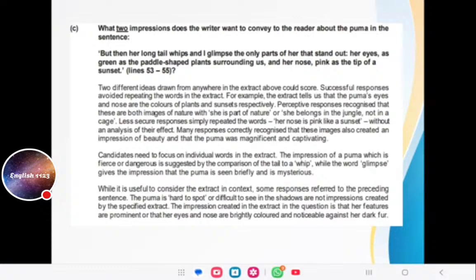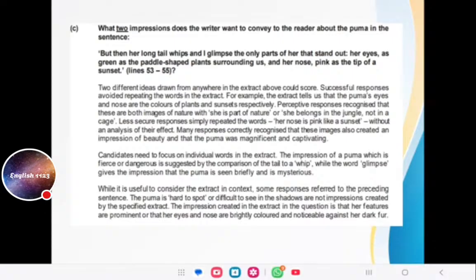The impressions created in the extract in the question are that her features are prominent, or that her eyes and nose are brightly colored and noticeable against her dark fur. So these are different kinds of expression. You think about it, pay attention to the individual words. Like in the previous question, the word was erupt. In this, it is whips.